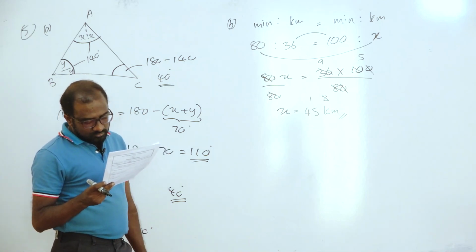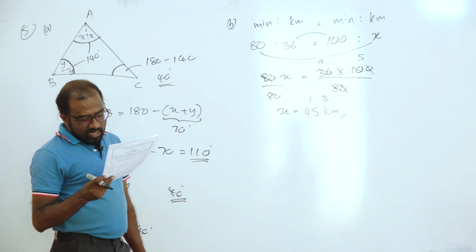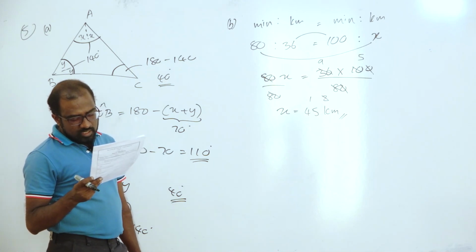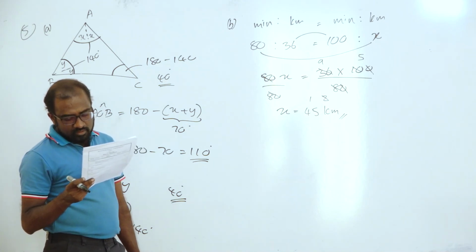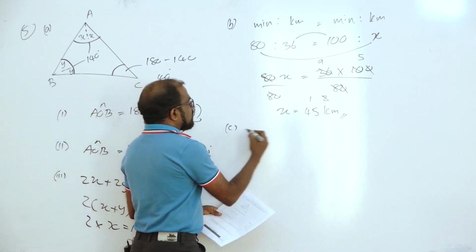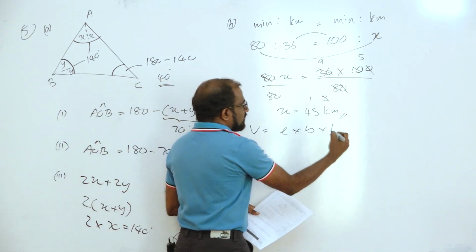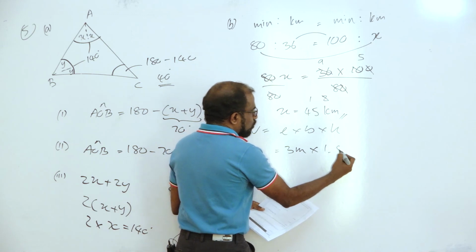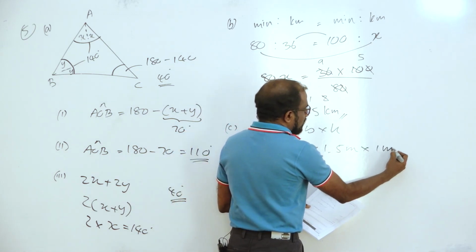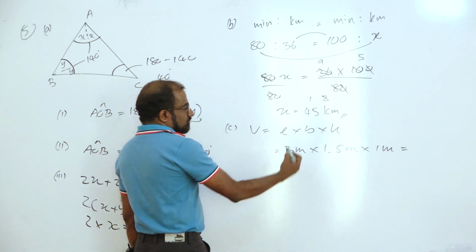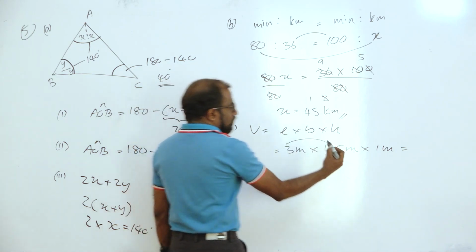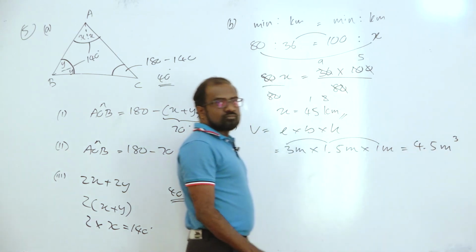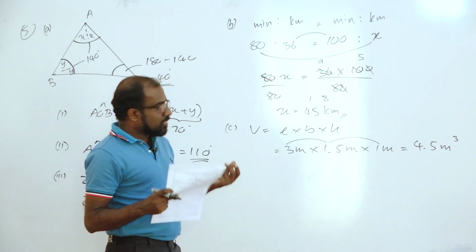Last question, children. The length, breadth and height of a cuboid shaped water tank are 3 meters, 1.5 meters and 1 meter. Volume is length into breadth into height. 3 times 1.5 is 4.5. 4.5 into 1 is again 4.5 cubic meters. The volume of this tank is 4.5 cubic meters.